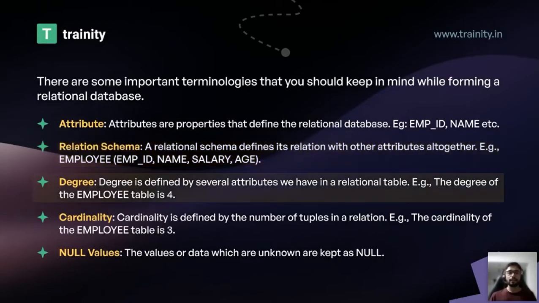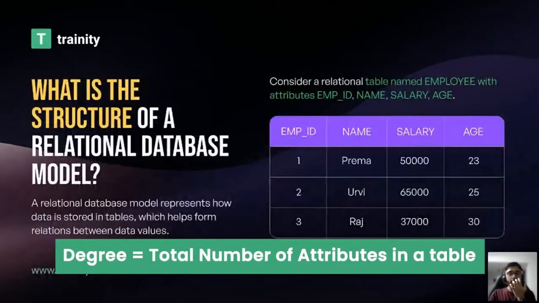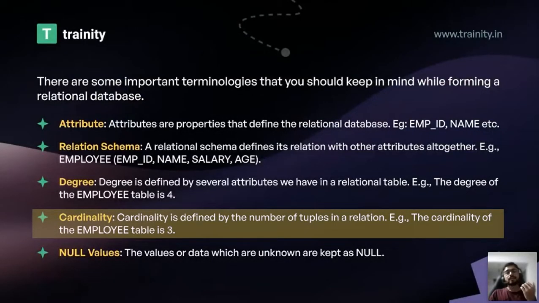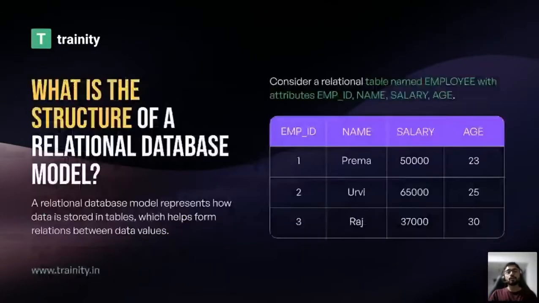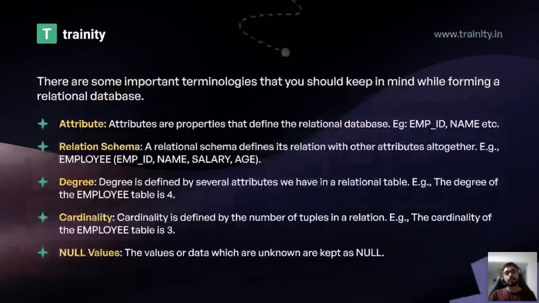Then we have degree. Degree is nothing but the total number of columns in your table, or the total number of attributes in your table. So in our case, for the employee table here, we have 4 attributes. So therefore, the degree of this table is 4. So degree is the total number of attributes in a table. Similarly, we have cardinality. Cardinality is nothing but the count of records in your table. So how many total records do you have in a table? That is your cardinality. So in our case, the cardinality for this table is 3. That is, we have 3 rows in this particular table.